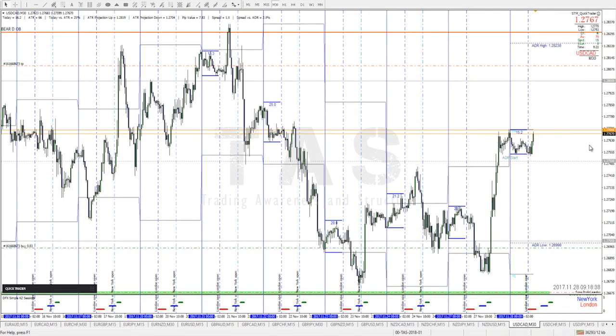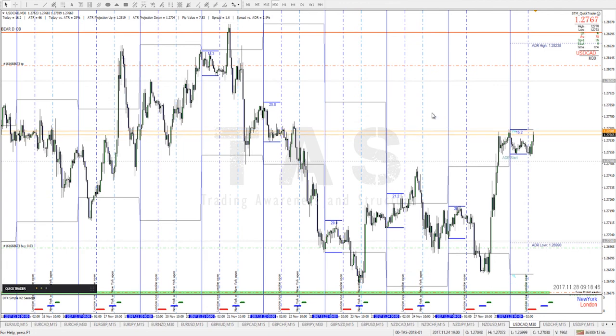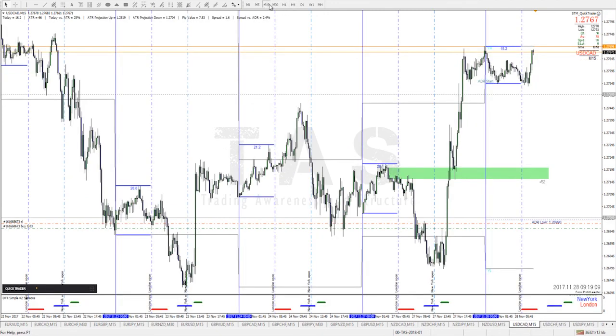USD CAD is nicely on its way. It still can come back down to retrace to there. I think it can retrace to there. So I think we're safe, more than halfway to our target. Still looks good. Let's see.